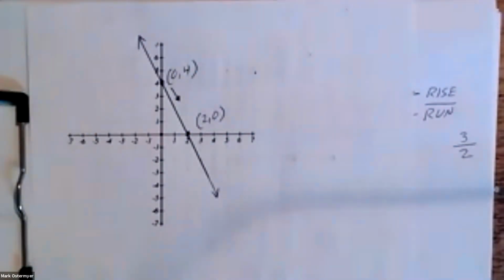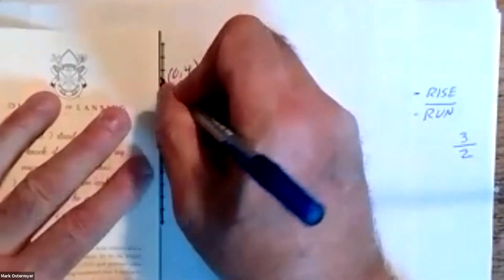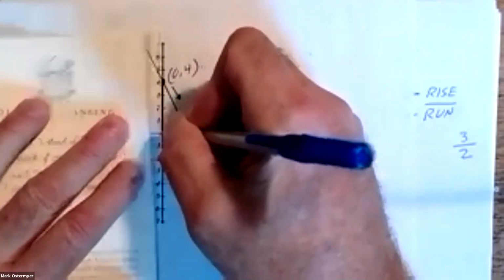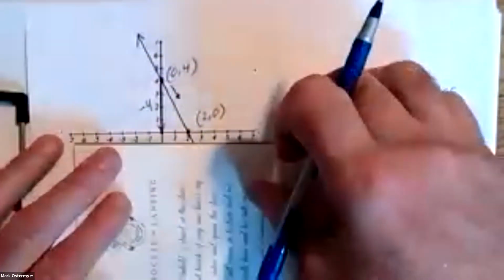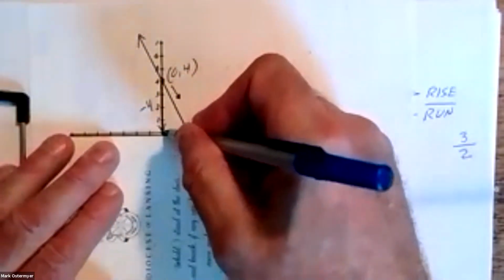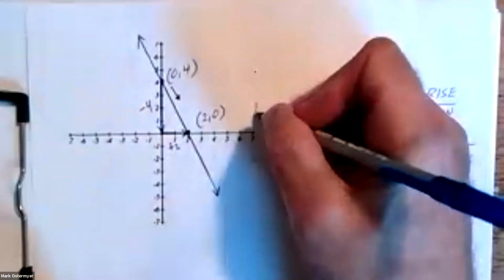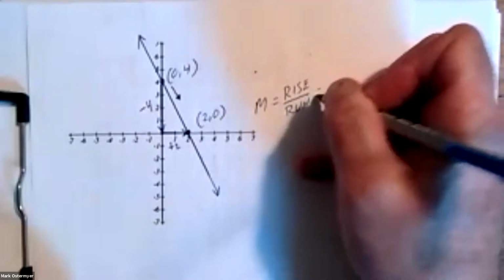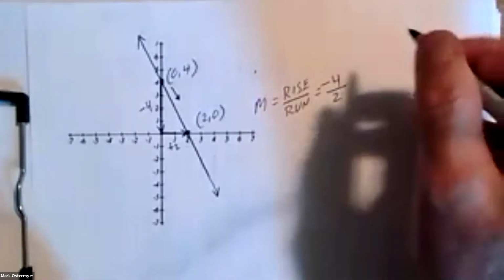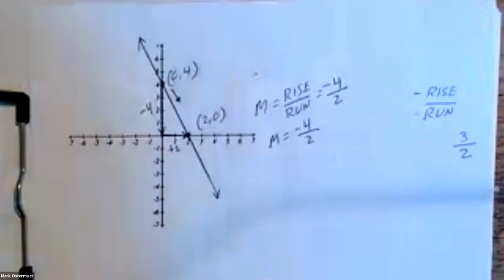If I do that, then the amount of rise is going to be in the negative y direction. It's going to be -1, -2, -3, -4. So my amount of rise is -4. My run is going to be in the positive x direction, which is +1, +2. Hence, the slope of this line is rise over run, the ratio of rise to run, which is -4/2. That's the slope of my line, -4/2.